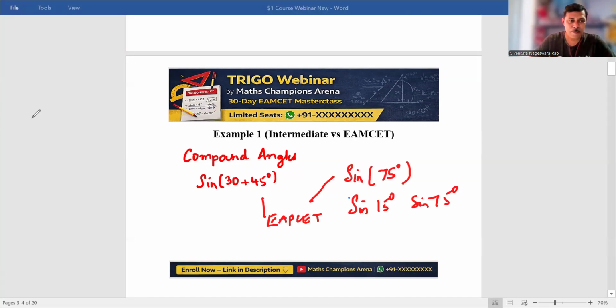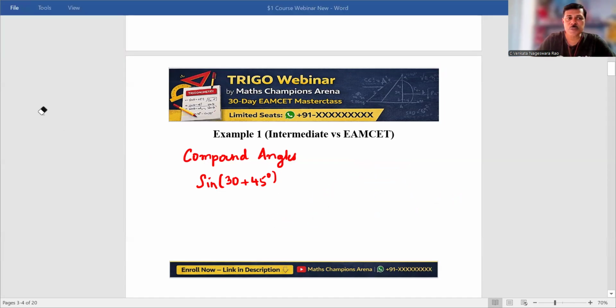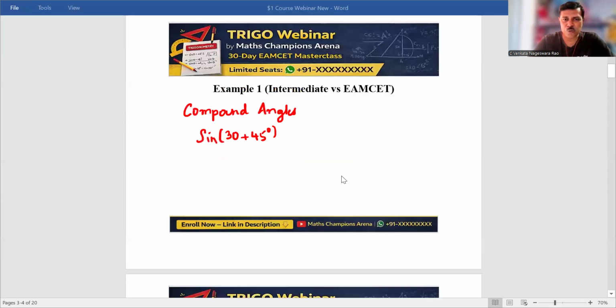So this is a pattern, or this is number one. I would like to show an example where we find such particular questions as compound angles. Okay, let's move on.